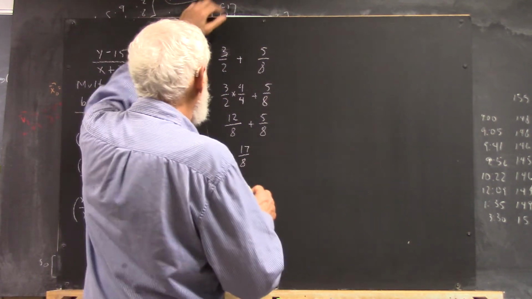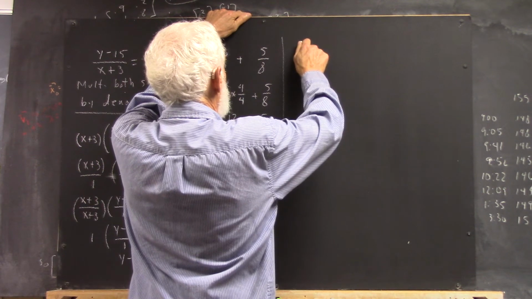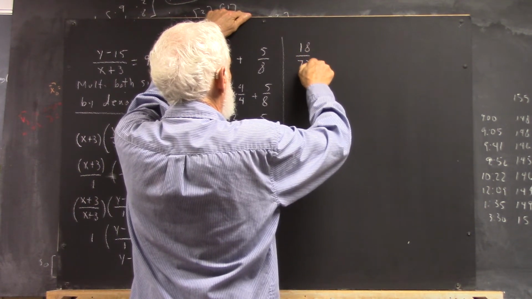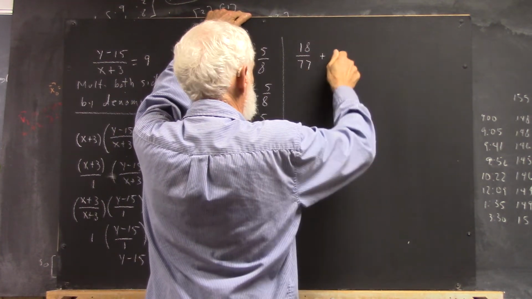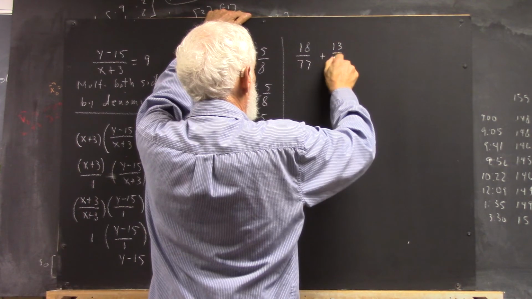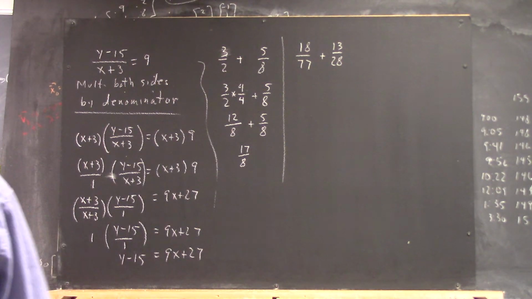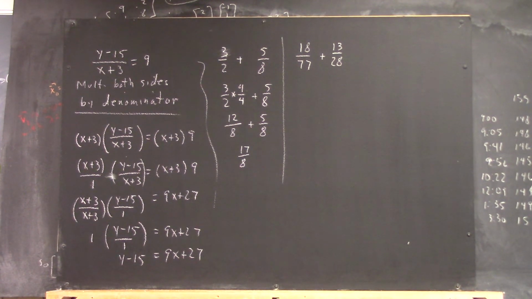Now let's take 18 over 77 plus 13 over 28. Okay? Well, I'm going to stop this video right there for a minute so we can think through this.